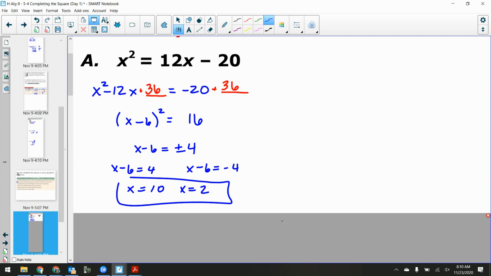Now, you know what it tells me about this problem? If these come out to be whole numbers, that tells me that this was originally factorable.